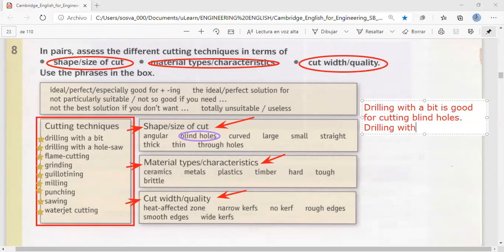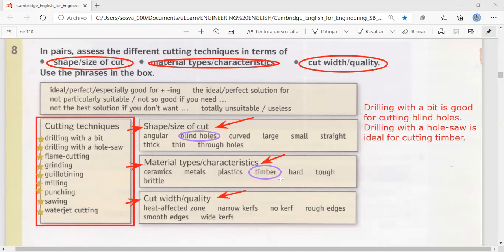And then drilling with a hole saw, that is the second technique, you see? The second technique, drilling with a hole saw, is ideal for cutting timber. Okay. And that's another, in this case, a material type. You see that now I have the material type. Timber. There it is. Okay.